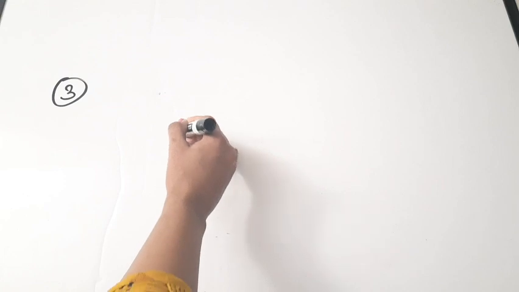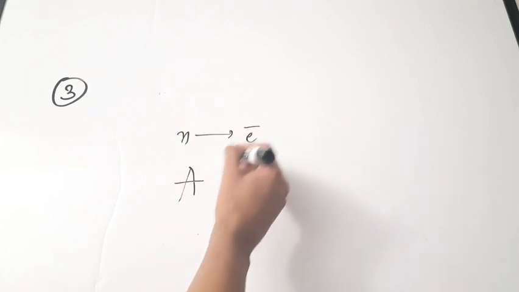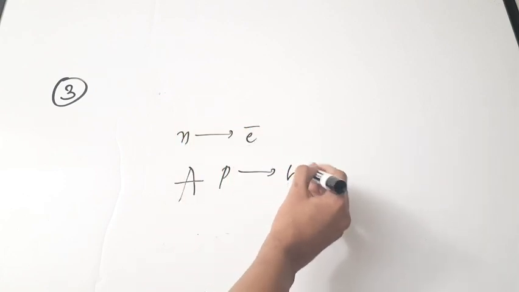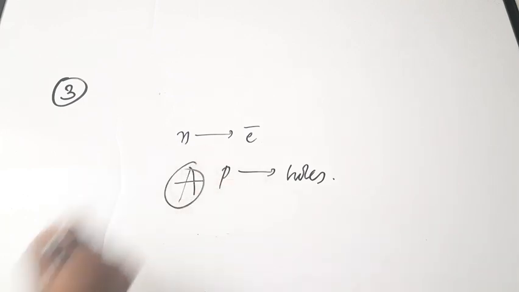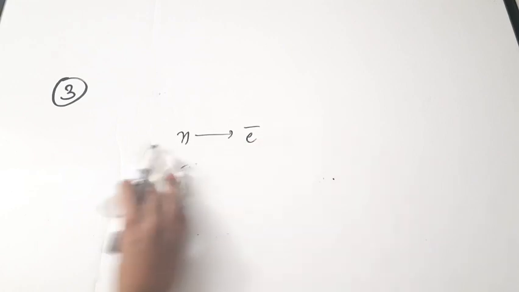And we know that N type is plentiful with electrons and P type is plentiful with holes. These things you should know. Very important concepts from semiconductor theory. Anyway, here the correct answer is A. Next question.